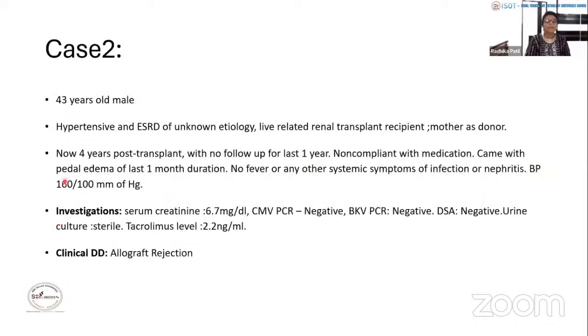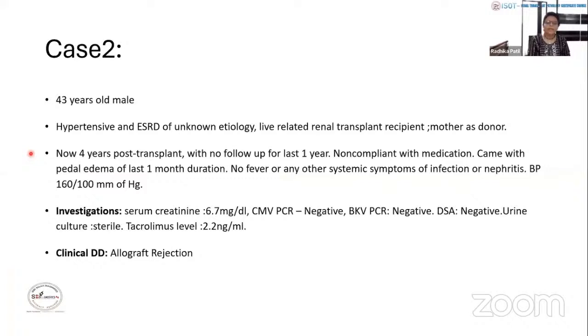Case 2, 43-year-old male, hypertensive, and ESRD of unknown etiology, live related renal transplant recipient, mother as donor, now 4 years post-transplant, with no follow-up for the last 1 year, non-compliant with medication, came with pedal edema of the last 1 month duration, no fever or any other systemic symptoms of infection or nephritis. BP is 160 by 100 millimeters of mercury.